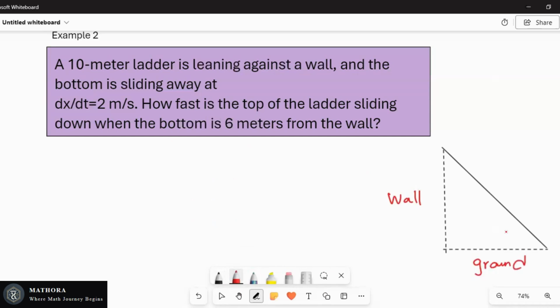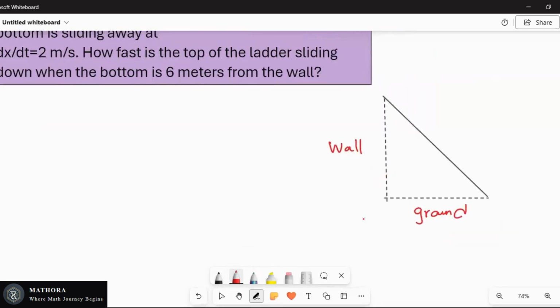Okay, a 10-meter ladder is leaning against the wall and the bottom is sliding away at dx over dt equals 2 meters per second to the right. And the question is asking how fast is the top of the ladder sliding down when the bottom is 6 meters from the wall.